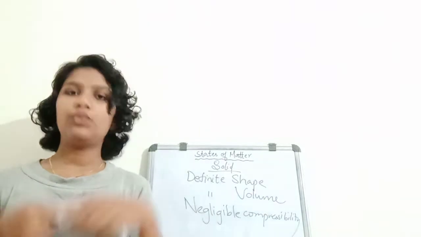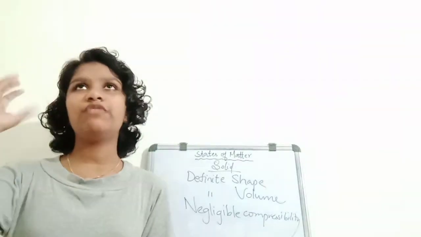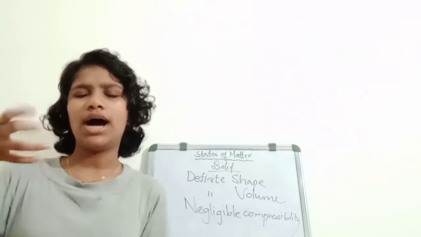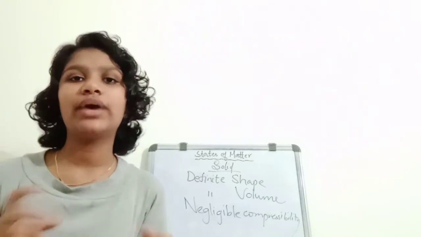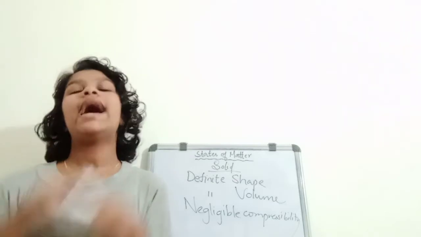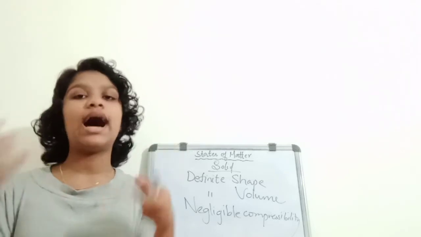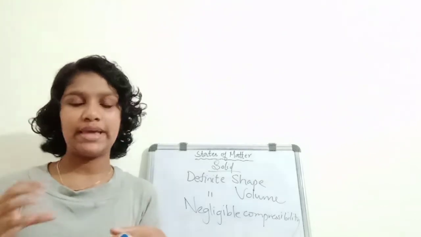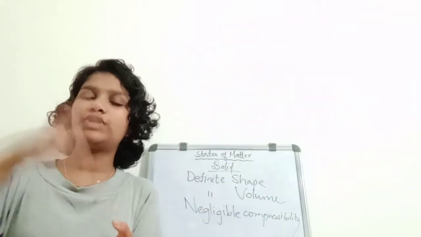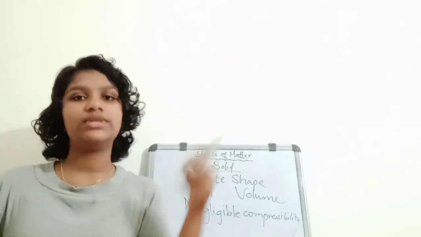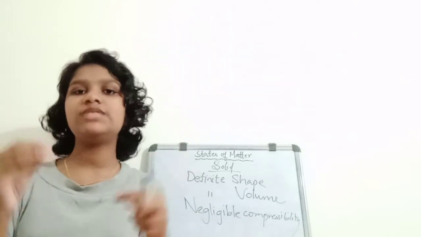Negligible compressibility: we take an example in the exception case. If we take a sponge, is it a solid? Yes, it is a solid. How can I compress it? It is compressible, right? Why is that so? That is because the sponge has empty spaces, and air is trapped in these empty spaces. When I compress it, the air goes out of the empty spaces, and when it comes back to its shape, the air gets trapped again. If I soak it in water, it absorbs water, right? Why does it absorb water? Because water comes into the empty spaces where the air was.